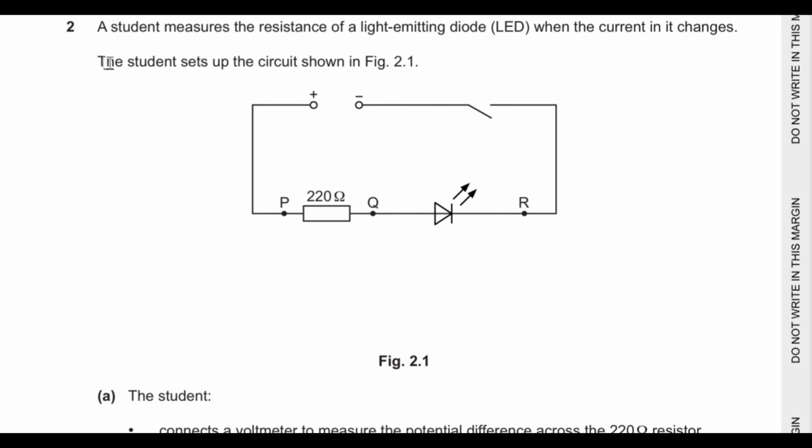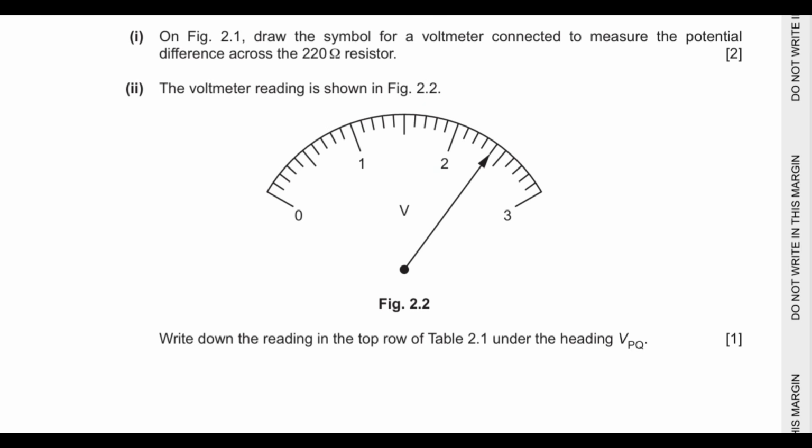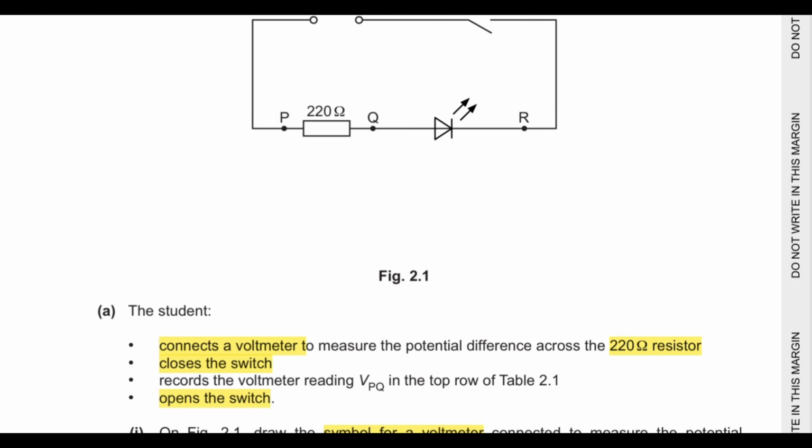Now, question number 2. A student measures the resistance of a light emitting diode when the current in it changes. The student set up the circuit that is shown. The student connects the voltmeter to measure the potential difference across the 220 ohm resistor. Then he closes the switch, then records the voltmeter reading PQ in the top row of table 2.1 and opens the circuit. On figure 2.1, draw a symbol for a voltmeter connected to measure the potential difference across the 220 ohm resistor. So this is the 220 ohm resistor and I will connect the voltmeter in parallel to it.